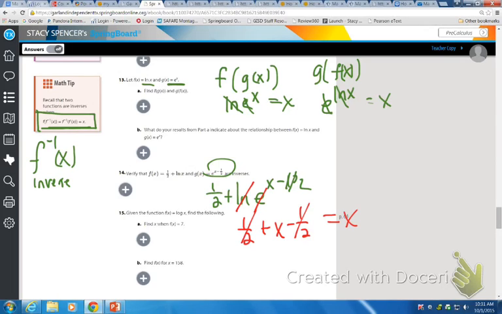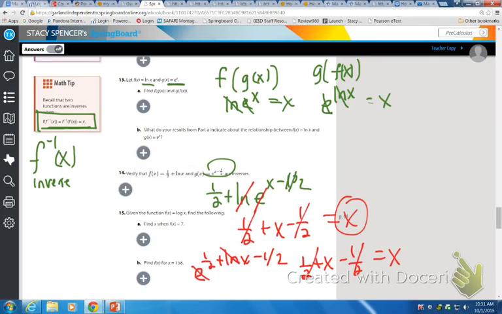Yes. Okay, so let's reverse it now. We're going to start with the g of x, so e. We're going to put in the e, and then we're going to put in the 1/2 plus the natural log of x, and then finish that out minus the 1/2. What's going to happen is our e and our natural log cancel out, so we end up with 1/2 plus x minus 1/2, and here again your halves cancel and you equal x. So there's your inverse.